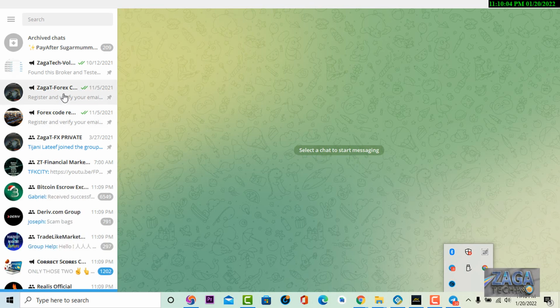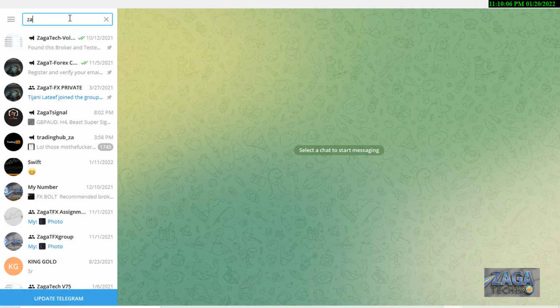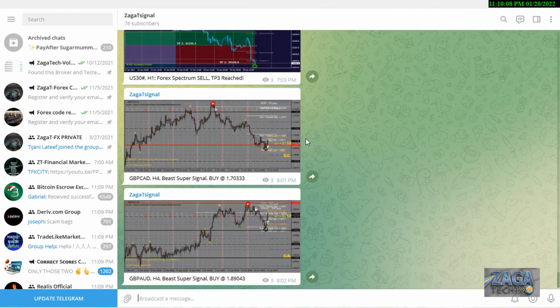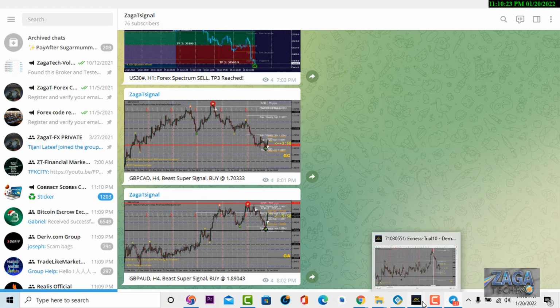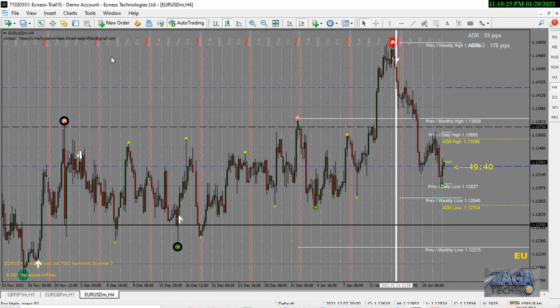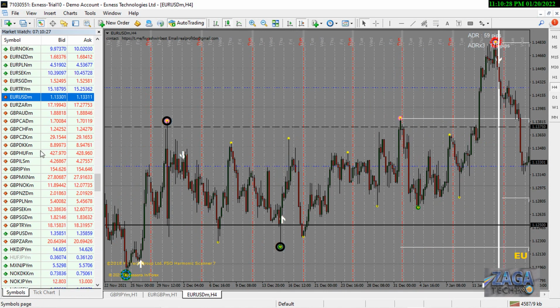if the signal comes in, you zoom the chart, check the trend, and check the time frame that the signal came in from. Okay, Super Signal is giving me a buy on GBP AUD. As a trader, don't just enter the trade. Move into your chart and check GBP AUD and say, okay, this signal is giving me this.